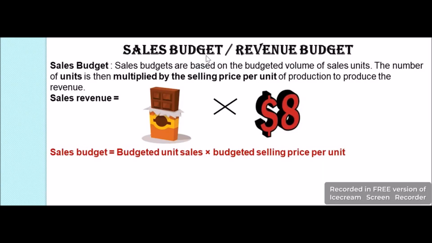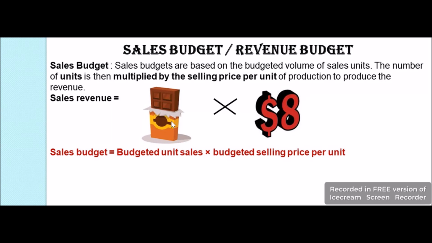Now let's understand the sales budget. This is in some books referred to as the revenue budget. This is equal to the estimated budgeted volume of sales units multiplied by the selling price per unit. That is, we get the sales revenue. Sales revenue is equal to the units expected to be sold times the selling price.